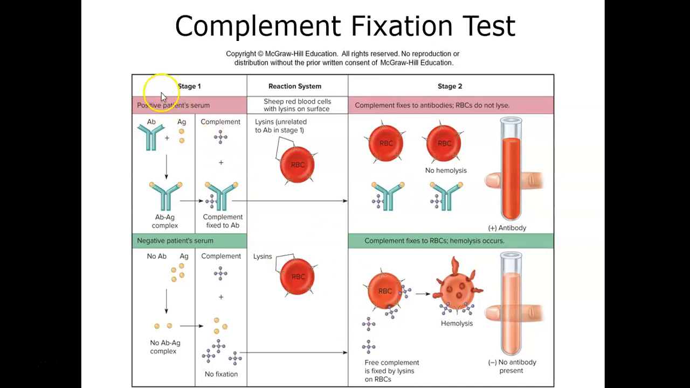If we're talking about stage 1 here for a positive patient serum, we have the antibody and antigen complex that form first. The complement is then affixed to that antibody. From there, we add in the sheep red blood cells and we look for whether we have a reaction. Do the red blood cells lyse or not lyse? If there's no hemolysis, we know there's an antibody present. If there is lysis, then we know that there's no antibody present.